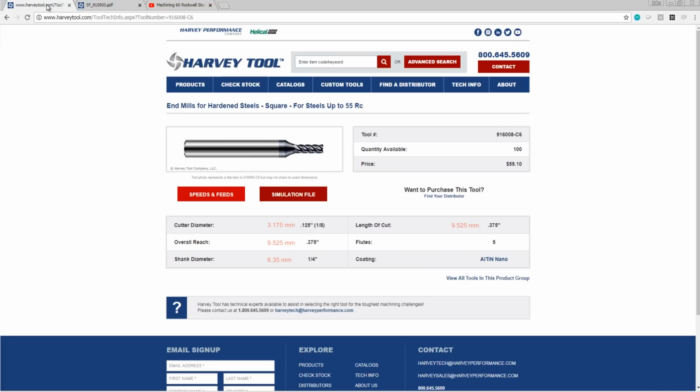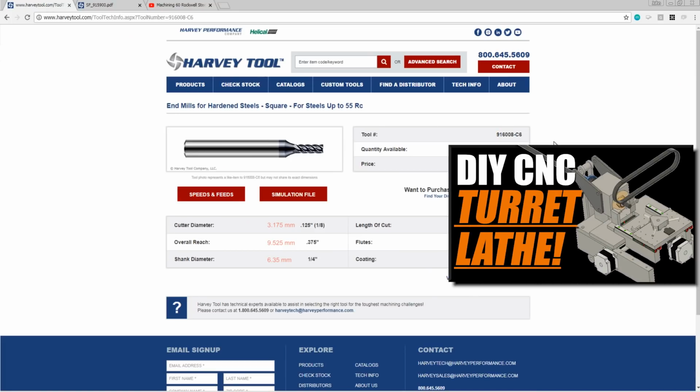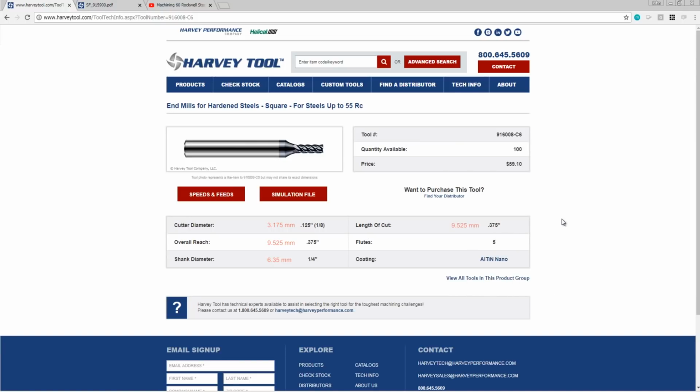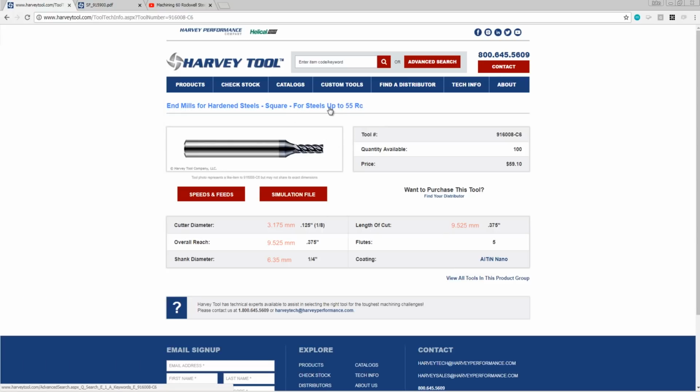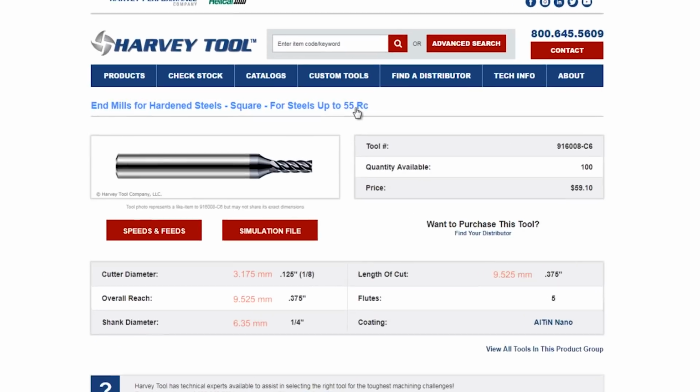We are using this tool number from Harvey Tool, card here to the page on this project where we got all the links to the tools that we use and information that we use. It's a 1/8 inch diameter tool with a 3/8 inch overall flute length with a 3/8 inch length of cut. The key to hard milling is not only the tool geometry, but the coating here. After I bought this tool though, I had a little panic moment because I didn't catch that it was only for steels up to 55 Rockwell.